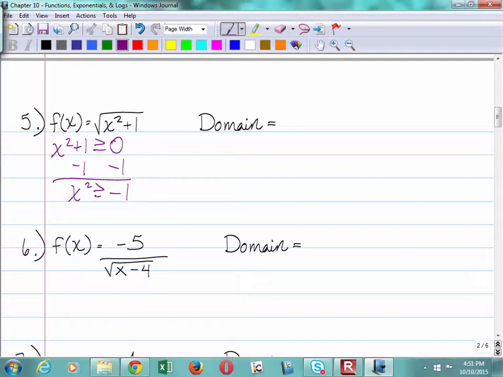Well, that statement is already true for all real numbers, because if you have a negative number squared, it's going to be positive, and if you have a positive number squared, it's going to be positive. Even if you have 0 squared, it's going to be 0, which is greater than negative 1. So this is true for all real numbers, or all real values of x. So therefore the domain in this case is still just going to be negative infinity to infinity.